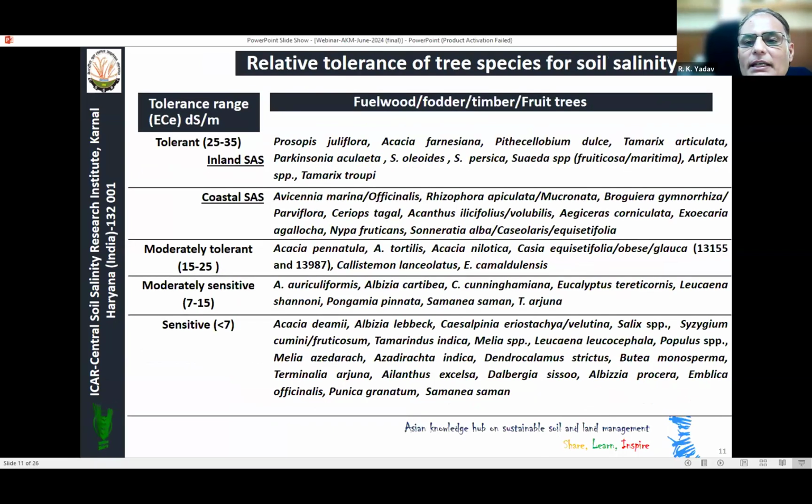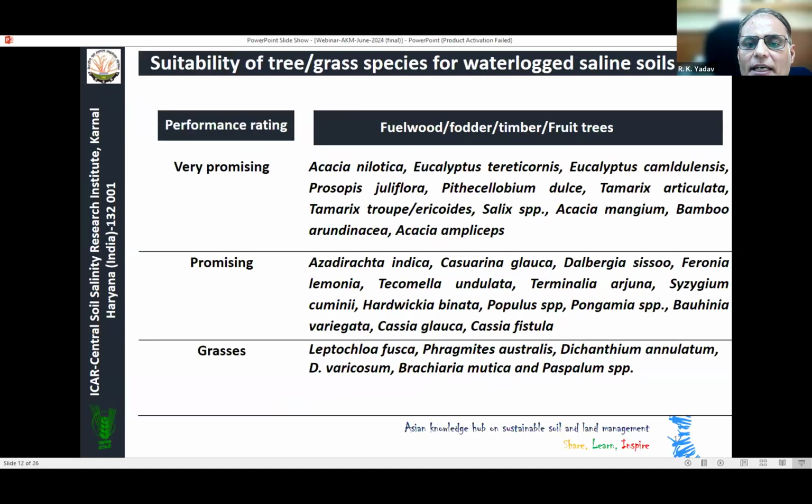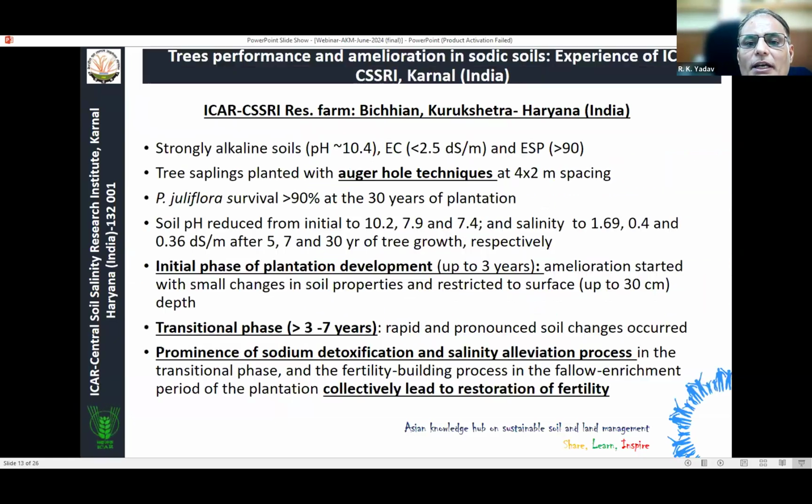Similarly, for the inland salinity as well as the coastal salinity, we have different species, and we evaluated them in controlled as well as field conditions. In the waterlogged saline areas, we also have very promising species, including grass species, which we can grow very well. Now, some of the very pertinent case studies we did at the institute level.